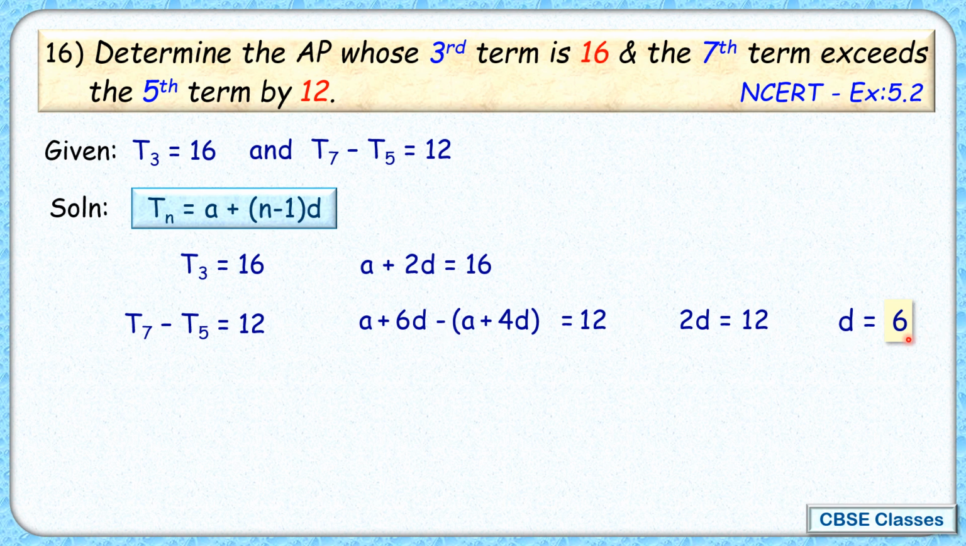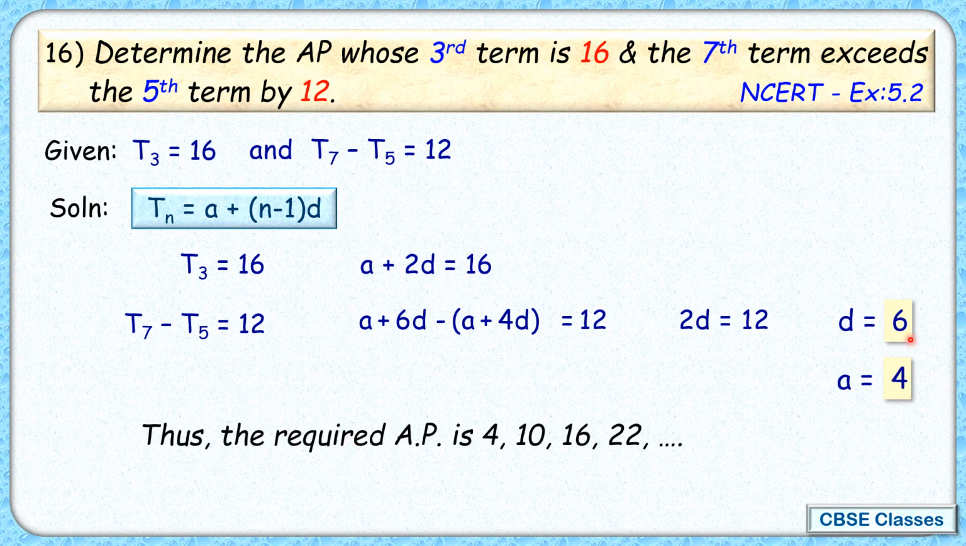So here if D is 6, we'll put this value of D here and solve it to get A as 4. So we have got our AP with first term as 4, common difference as 6, and thus the AP will be 4, 10, 16, 22 and so on. And that's our answer.